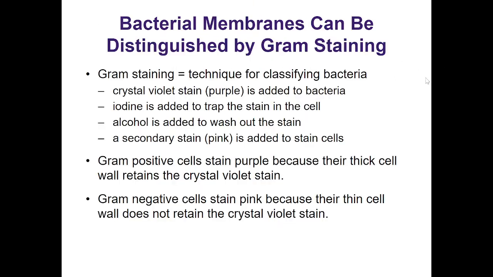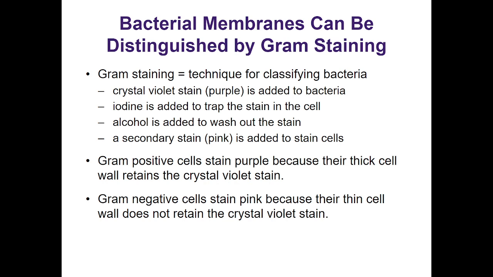Okay, so the bacterial membranes can be distinguished with your gram staining. Again, the gram staining is going to be the technique for classifying your bacteria. The crystal violet stain, which is purple, is then added to the bacteria. Iodine is then added to trap the stain in the cell. Alcohol will then be added to wash out the stain. A secondary stain, pink, is usually added to stain the cells.